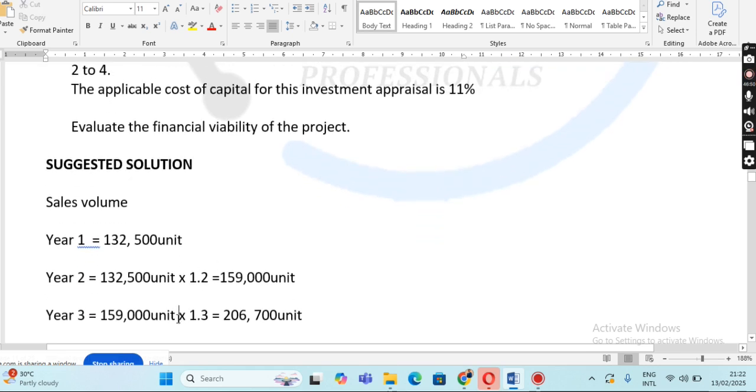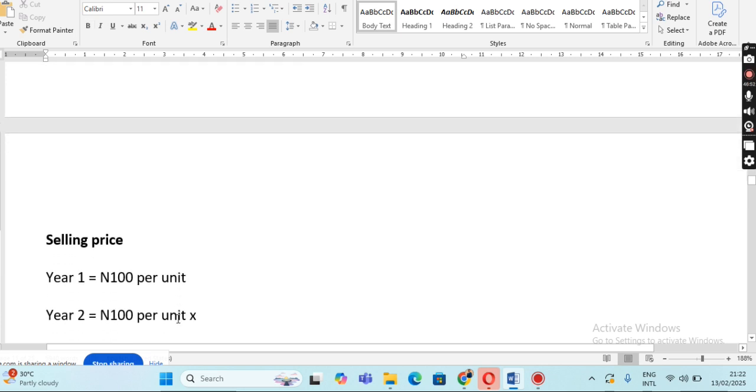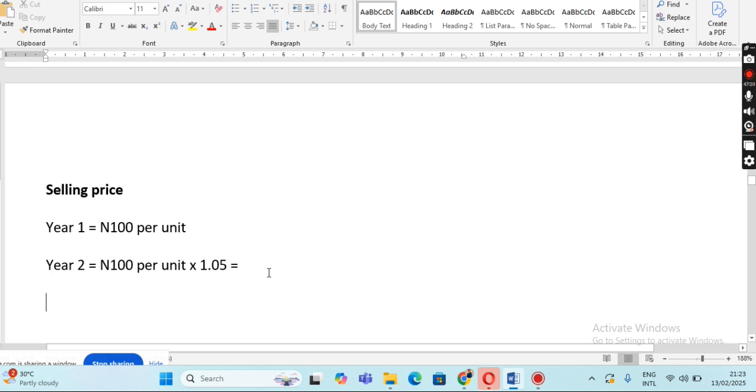Now, if you want to increase this by 5%, you have 1.5? No. Increase it by 0.05, so 1.05. Okay, thank you. 1.05 times 100. So what do we have? 105 per unit.